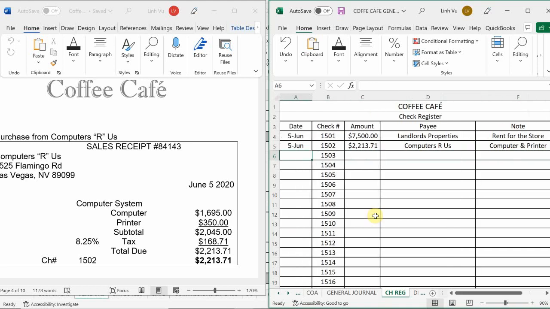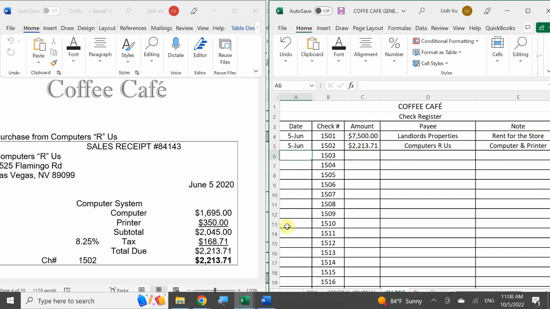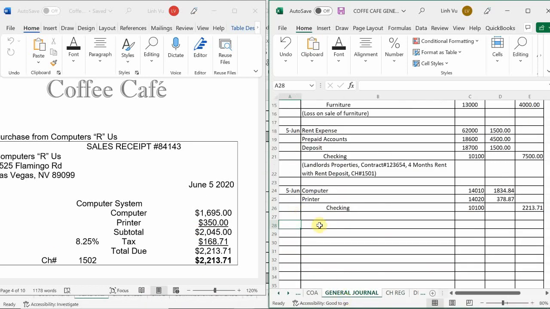Okay. Good. So now that I have my check written out, it's gone now. I need to now go ahead and finish up my journal because I have every proof of everything that I have here, right? So I purchased my computer from Computers R Us. What was my proof of a transaction? The receipt. The sales receipt number, right? So you have a sales receipt number, 84143.